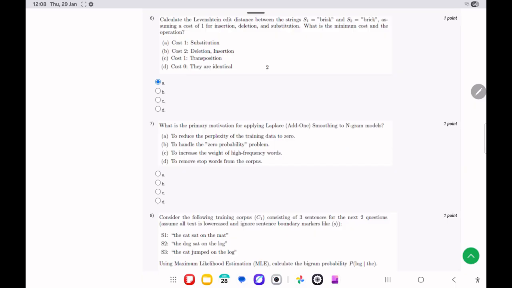The seventh question is, what is the primary motivation for applying Laplace add-one smoothing to n-gram models generally? To handle the zero probability problem. Option B. You can refer to the notes also, page number 102.